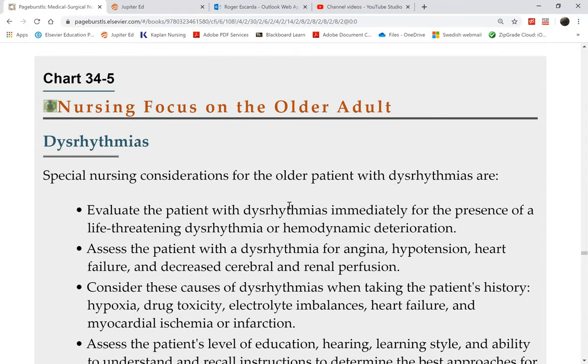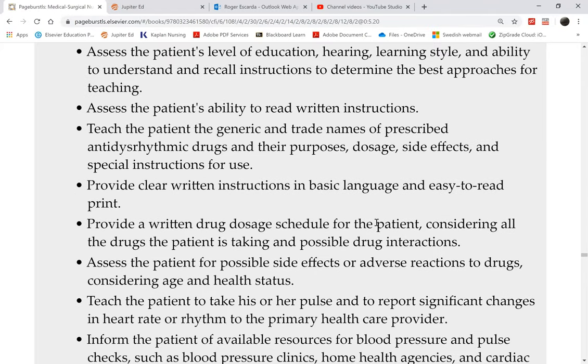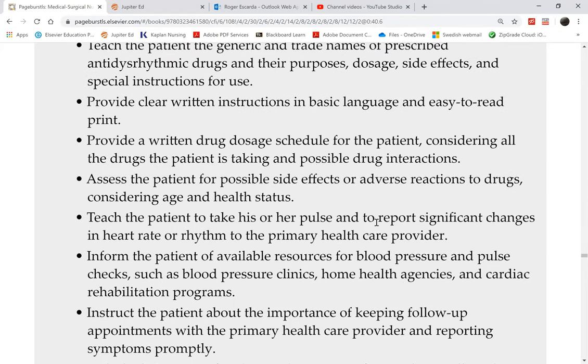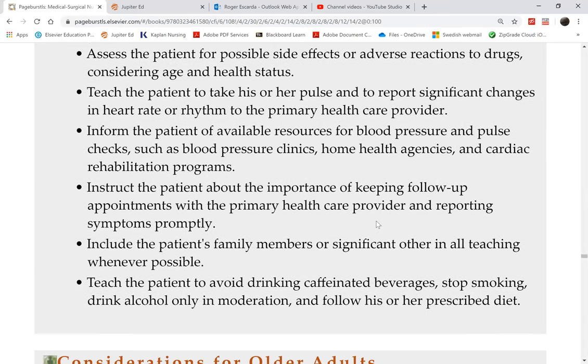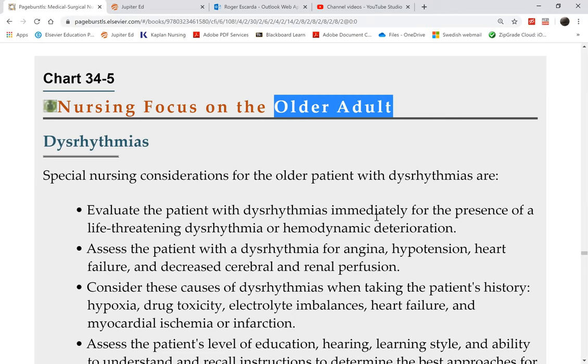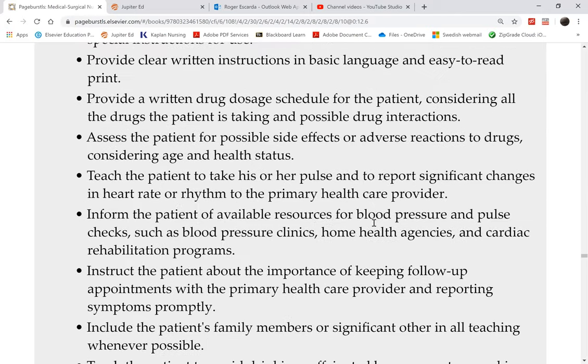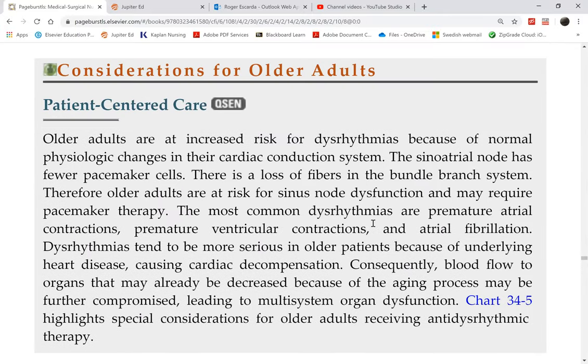This is another best practice chart, because most of our patients are older adults. They're not really anything different. These are just focusing on the needs of the elderly, because they're the largest population experiencing dysrhythmias. Most of them are AFib. AFib is the most commonly occurring dysrhythmia, especially in the older population. So most of us here might develop AFib.